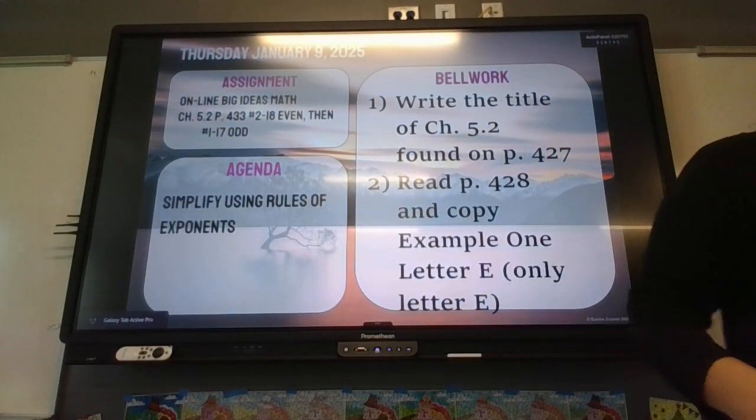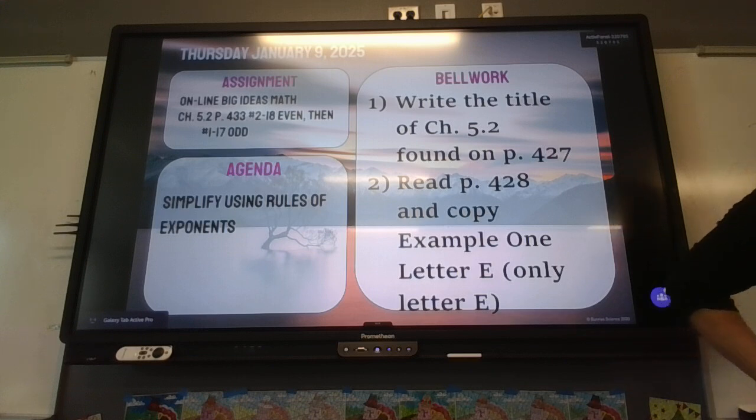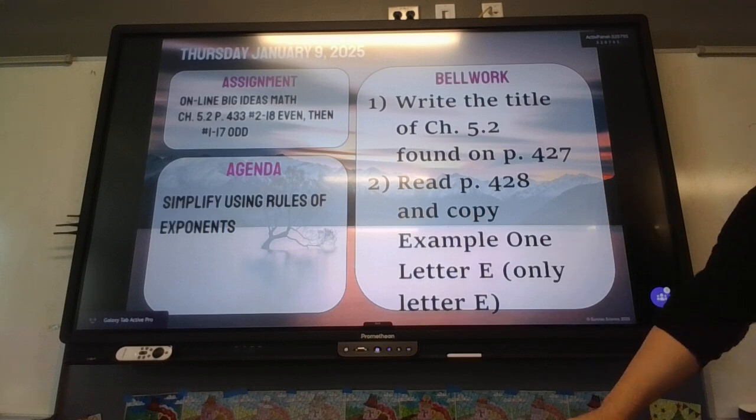Alright, so in the textbook today, the assignment's page 433. We're going to do those problems. It's important to show the work and do it on paper, but we're going to be entering them online and submitting it, okay? Before we get into that, it's going to go all the evens first and then all the odds on that.